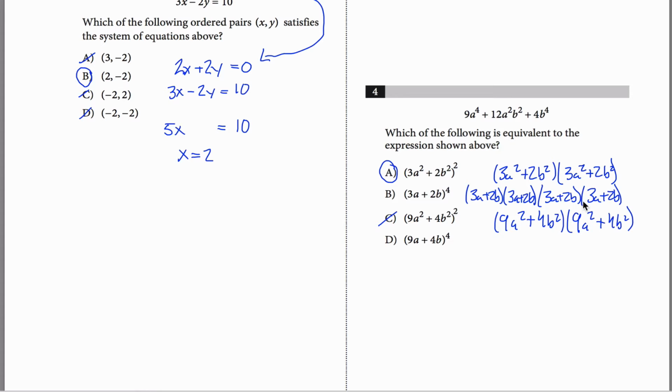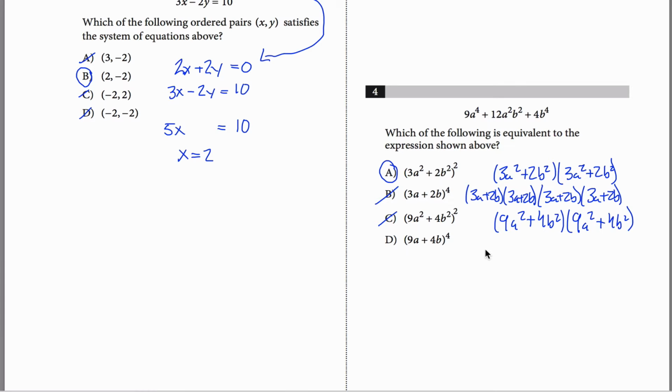But note that if you just think about it for a second, the F here would give you 9a squared, and the F here would give you 9a squared. And then when you multiply this answer times this answer, the F in FOIL would give you 81a to the 4th. Again, you don't have 81a to the 4th. The answer can't be B. And D is even worse than B.